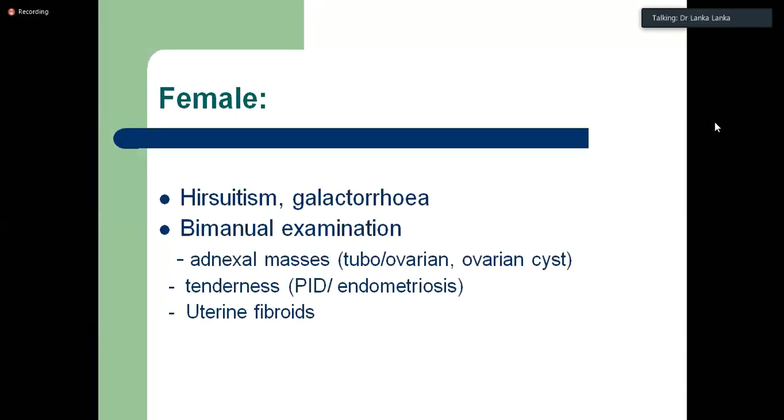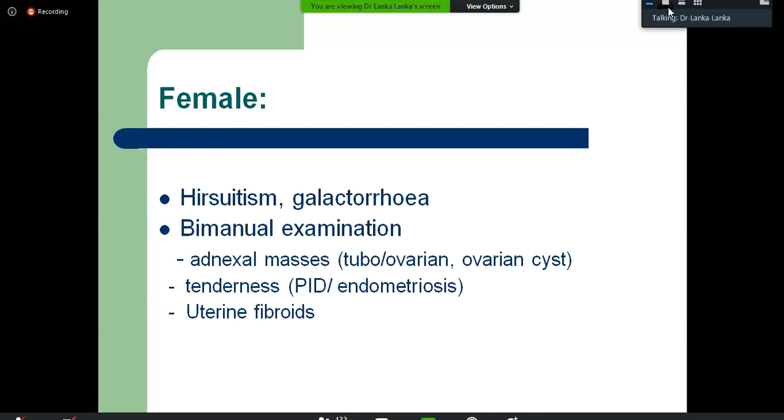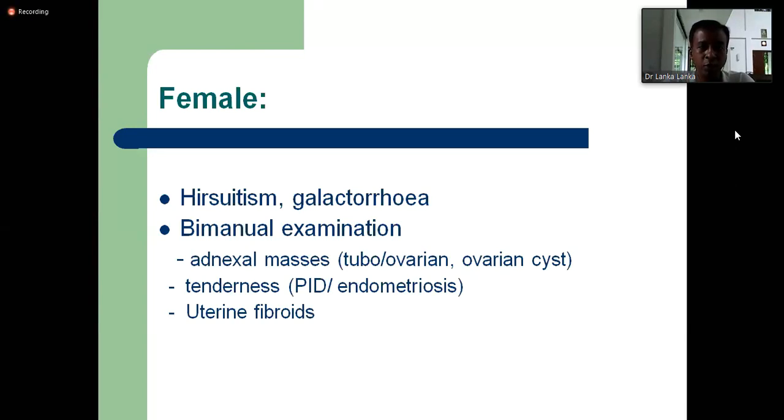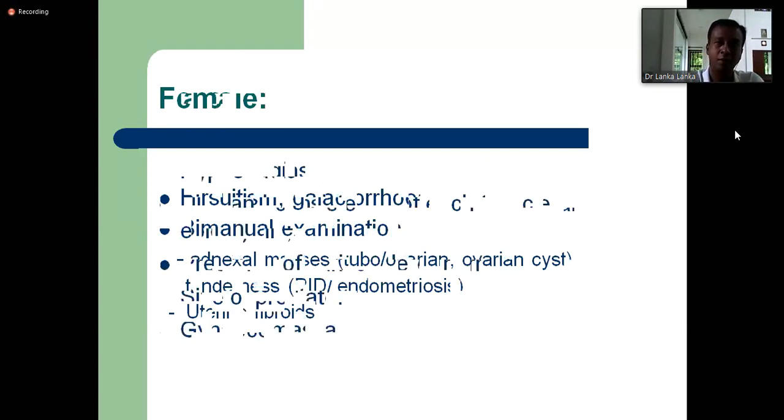For other specific diseases, you have to ask about hirsutism. Hirsutism: you know that some people can have late-onset congenital adrenal hyperplasia, and galactorrhea in case of hyperprolactinemia. Then the bimanual examination to assess adnexal masses, and tenderness in case of PID and endometriosis. Then uterine enlargement with fibroids is important. These are the important examinations you have to carry out.